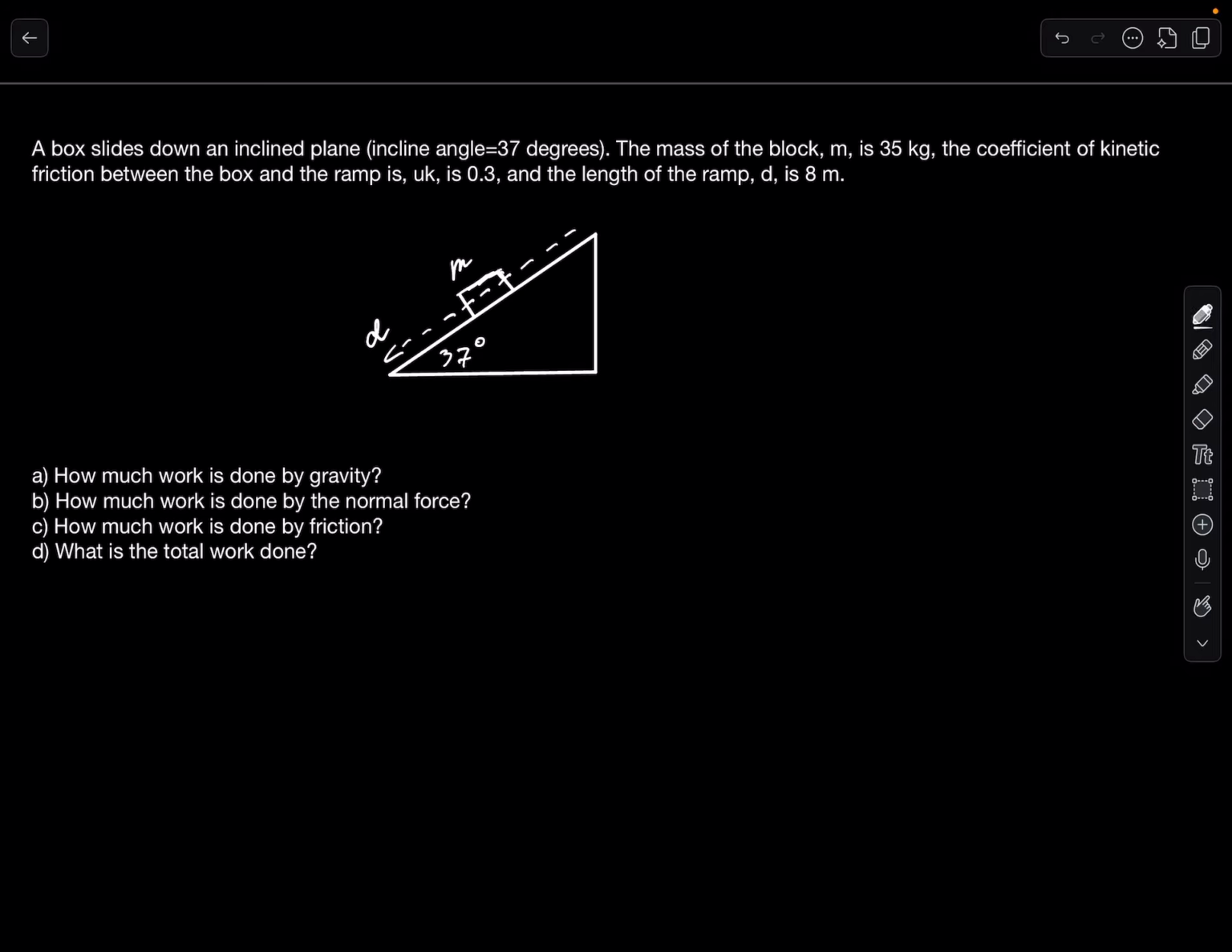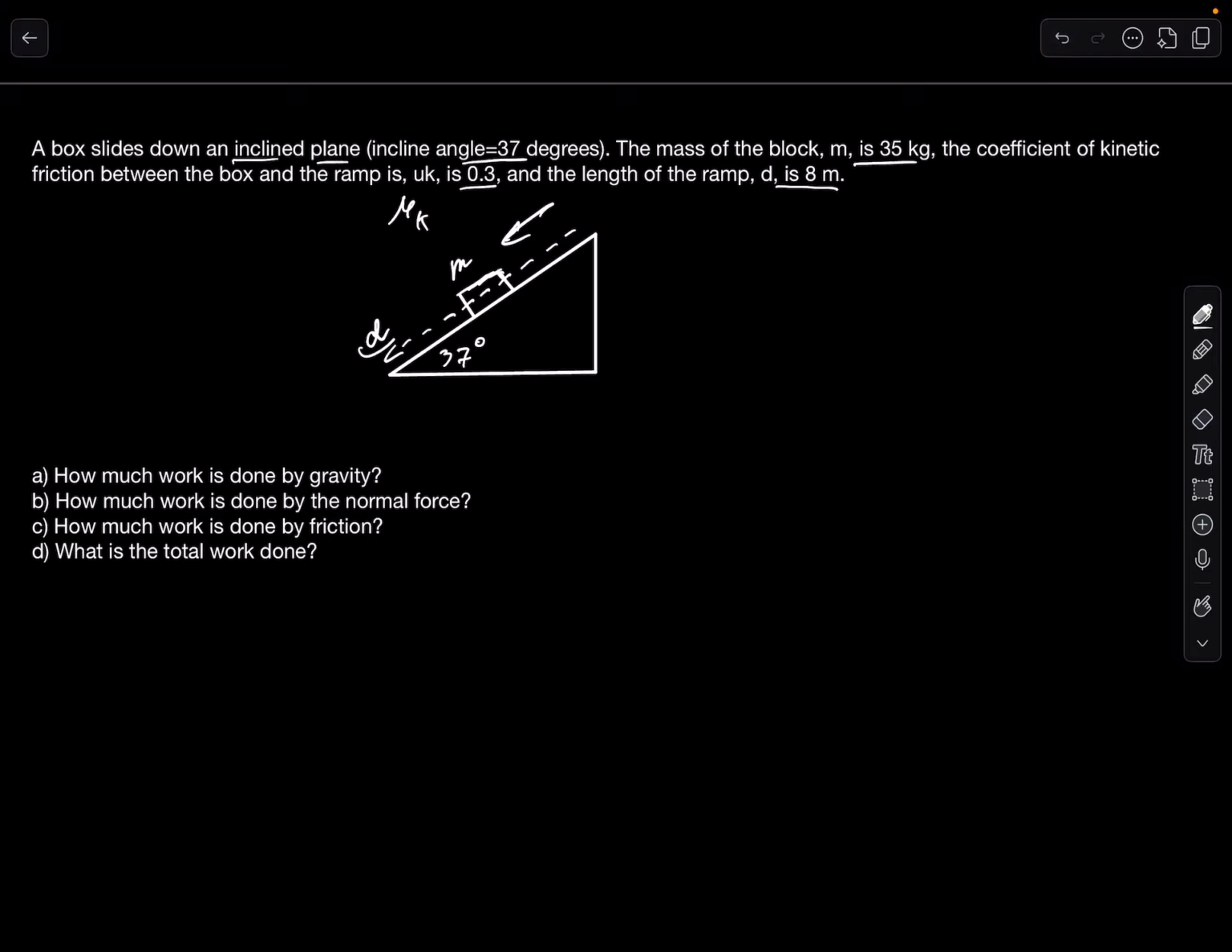A box slides down an inclined plane. The incline angle is 37 degrees. The mass of the block is 35 kilograms. The coefficient of kinetic friction between the box and the ramp, mu k, is equal to 0.3, and the length of the ramp is 8 meters. Here they give us a little diagram. So the box is sliding down, it's pretty clear. Does it have acceleration? I'm not sure, they're not really talking about it. Probably it does, but it might well have a constant velocity. But I think that there is acceleration. Anyway, it slides down.